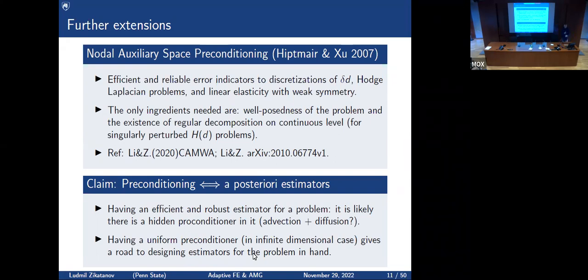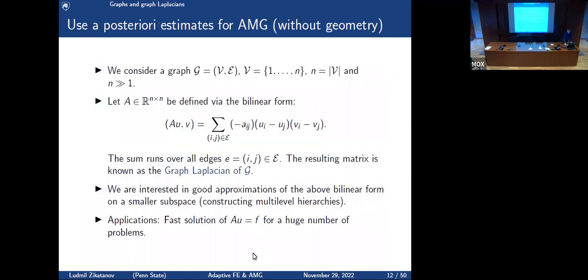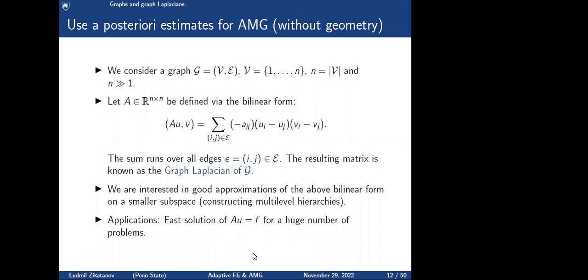This is the first part of my talk. I hope it was understood that if you have a preconditioner, you can go do a posteriori error estimate. All right, so now we move to the second part. We're going to use a posteriori estimator tricks, let me put it that way, to construct coarse spaces for AMG. All right, and I'll explain in some detail what this is and so on.